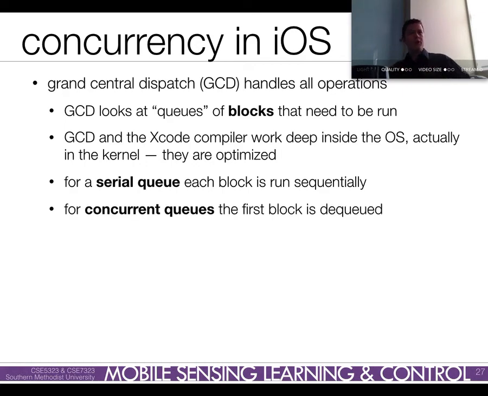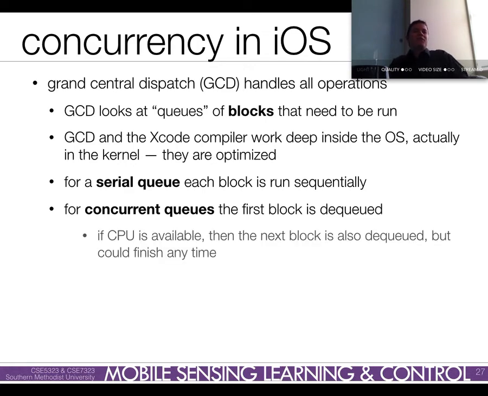For a concurrent queue, the first block is dequeued and it starts running. And then Grand Central Dispatch decides, hey, if CPU is available, I'm going to go ahead and dequeue the next block, and I'm going to start running that as well. Now, that doesn't guarantee that any of those are going to finish, right? Either of those could finish first. And maybe it's got two things running. If there's still CPU left, it's going to go and grab another thing off the queue and start running it.